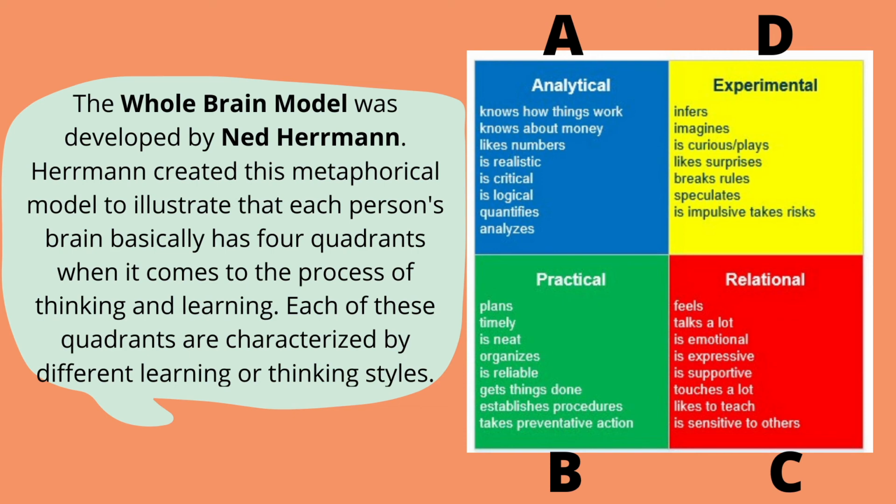Quadrant C is more about relational. It feels, talks a lot, is emotional, expressive and supportive, touches a lot, likes to teach, and is sensitive to others. And lastly, Quadrant D. It is more about experimental. It infers, imagines, is curious, plays, likes surprises, breaks rules, speculates, is impulsive, takes risks. So, what quadrant are you in? Did you learn a lot in this lesson?